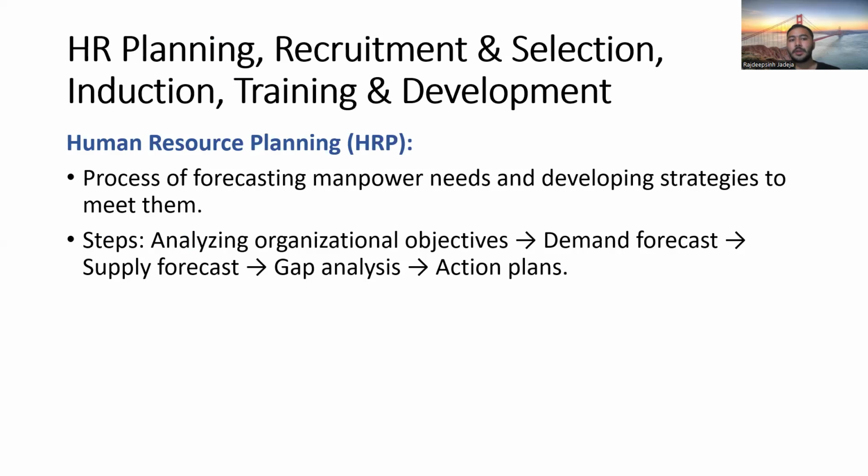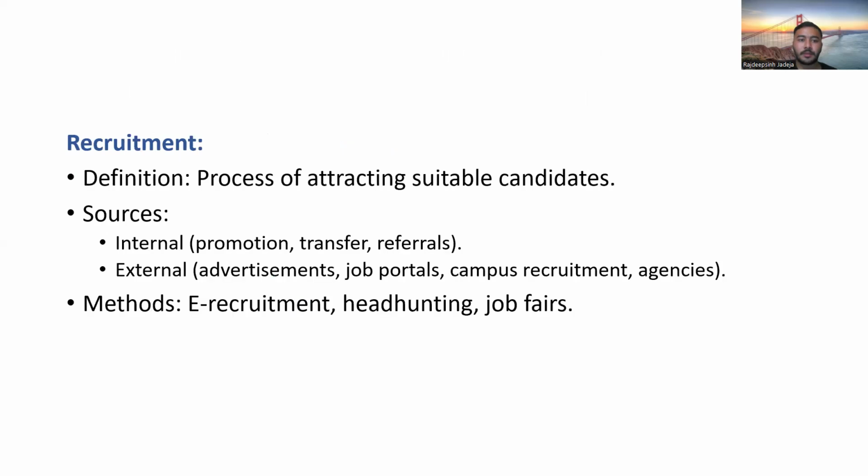Now we are going to study about HR planning, recruitment, selection, induction, training, and development. So what is HRP? HRP is a process of forecasting manpower needs and developing strategies to meet them. There are some steps that are followed in HRP. First is analyzing organizational objectives. We have to forecast demand, forecast supply, then identify the gap, and do analysis. Based on the analysis, we have to make some action plans.